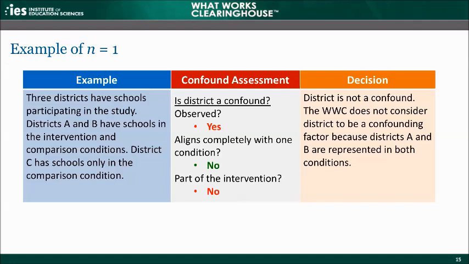So even though District C has all schools in the comparison condition, we do not have a perfect alignment of the district and condition because other districts also have schools in the comparison condition. And that's why, because we don't have a perfect alignment of districts with the study conditions, our conclusion would be that the study does not contain an n equals 1 confound. Let's go to the next slide, please.